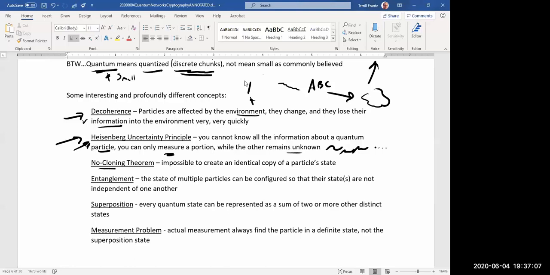We also have the notion of a no cloning theorem, which means you cannot, it's impossible, note the word impossible, to create an identical copy of a particle's state.